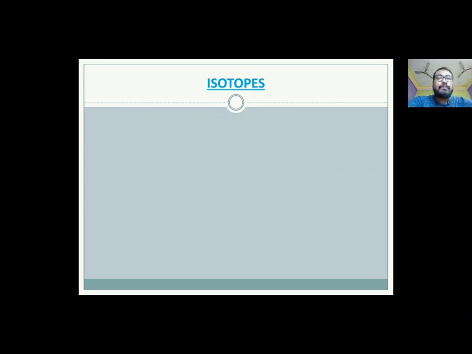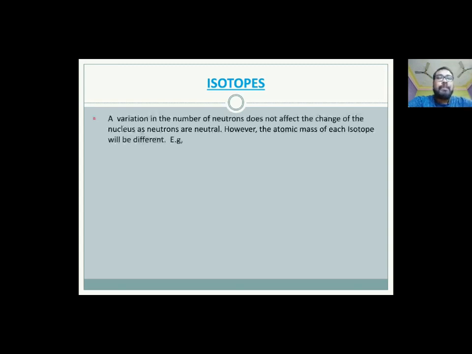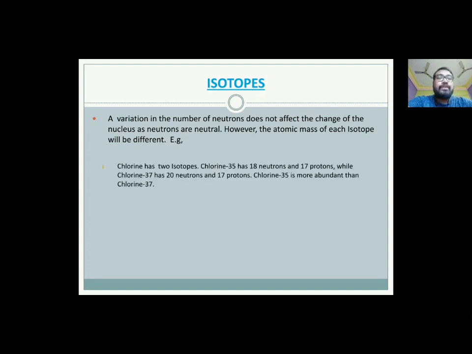Next, a variation in the number of neutrons does not change the charge of the nucleus, as neutrons are neutral. We already know that neutrons are neutral, so it will not affect the nucleus. However, the atomic mass of each isotope will be different. For example, chlorine has two isotopes. Chlorine 35 has 18 neutrons and 17 protons, while chlorine 37 has 20 neutrons and 17 protons. But chlorine 35 is more abundant than chlorine 37.